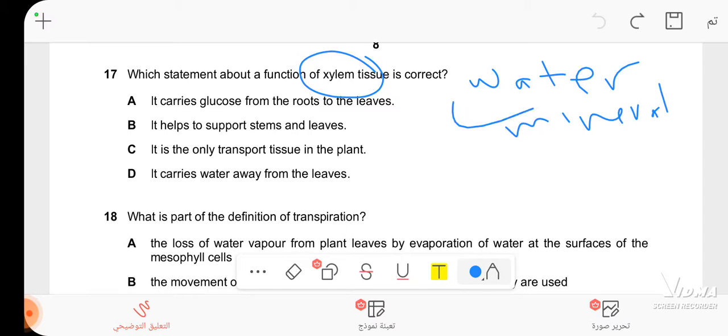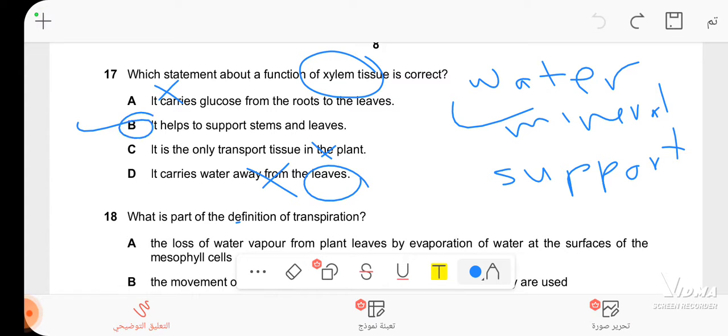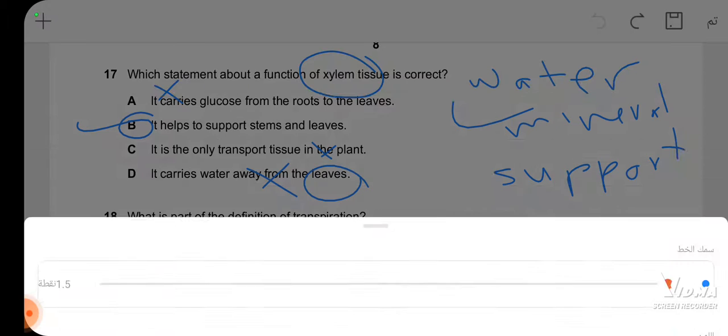Also, xylem consists of lignified walls which support the plant or the stem. It carries glucose, wrong. It helps to support stem and leaf, yes, it is right. It is the only transport tissue in plant, wrong. There is phloem transporting glucose. It carries water away from leaves, wrong. It carries water away from roots. So B is right. It supports the plant.